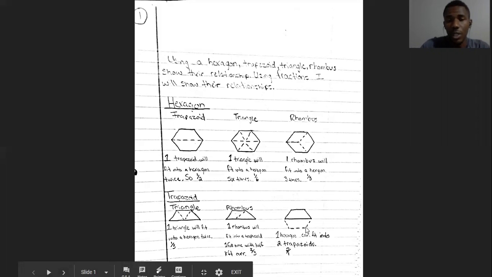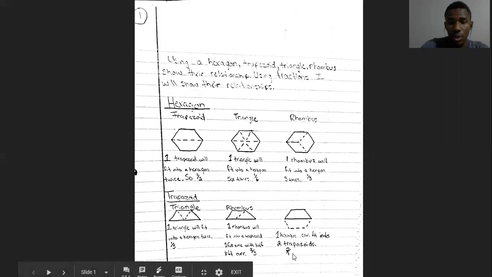Now, if you come over here, you can see the trapezoid and the hexagon. You can't even fit one full hexagon into a trapezoid. So it would take 2 trapezoids to fit one hexagon. So we have 2 trapezoids over 1 because we only have one hexagon. We need 2 trapezoids to fill it up, and we're dealing with the trapezoid.